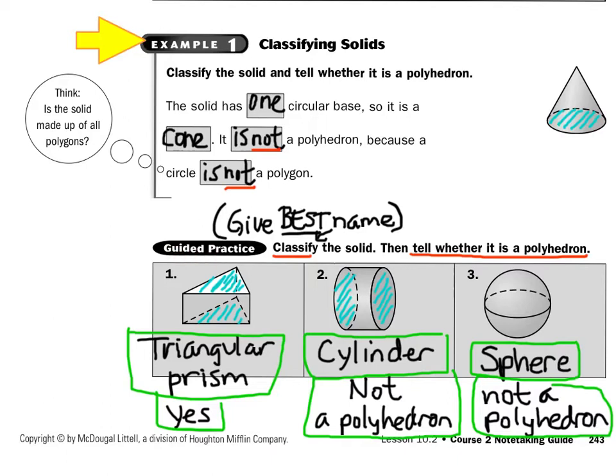Take a look at the guided practice. Classify, that means give the best name of the solid, and then tell whether it's a polyhedron. So I shaded the bases here. So look at number 1. The bases are triangles. So this is a triangular prism, and yes, it's a polyhedron because a triangle has edges. This, I see two circles that are parallel and they match. So this is a cylinder, and it's not a polyhedron because circles don't have edges. And this, of course, is a sphere, and it's not a polyhedron because circles don't have edges.